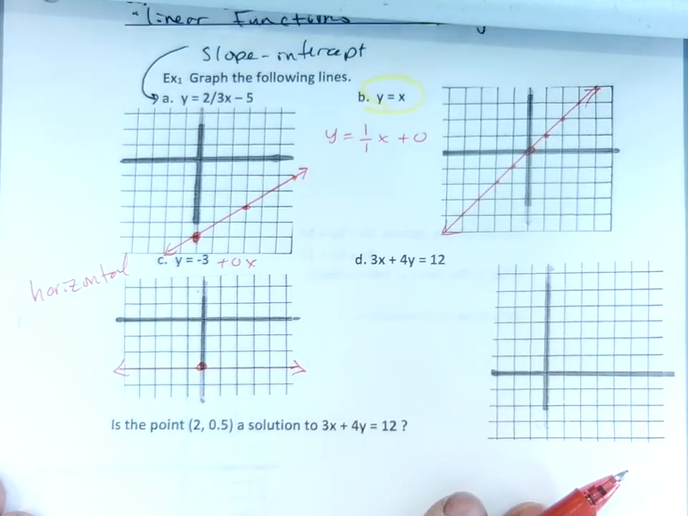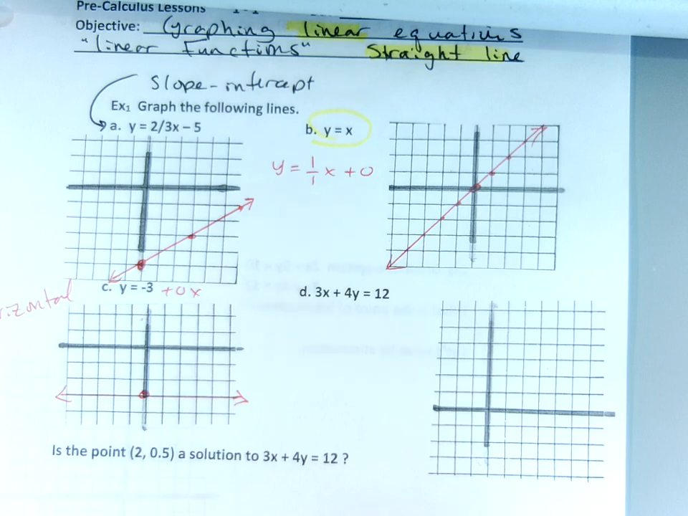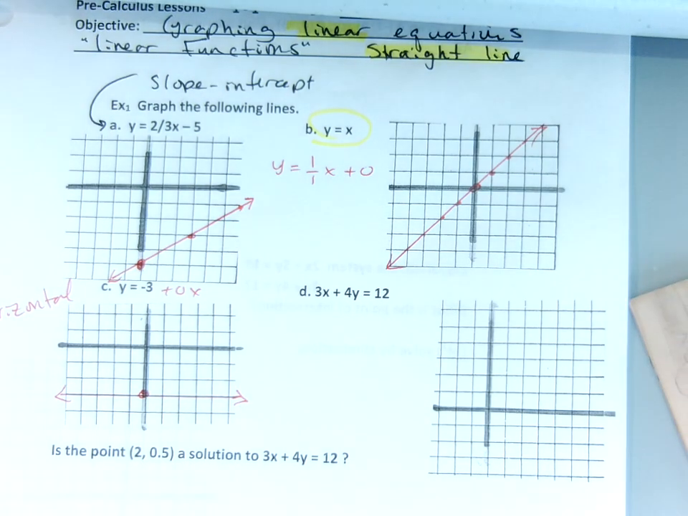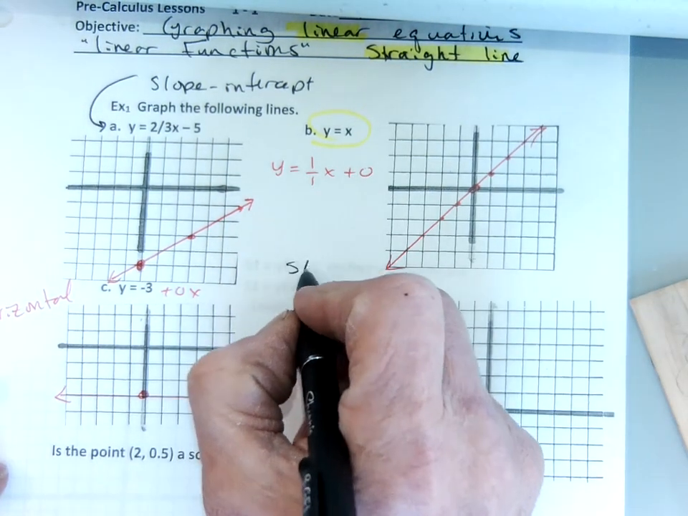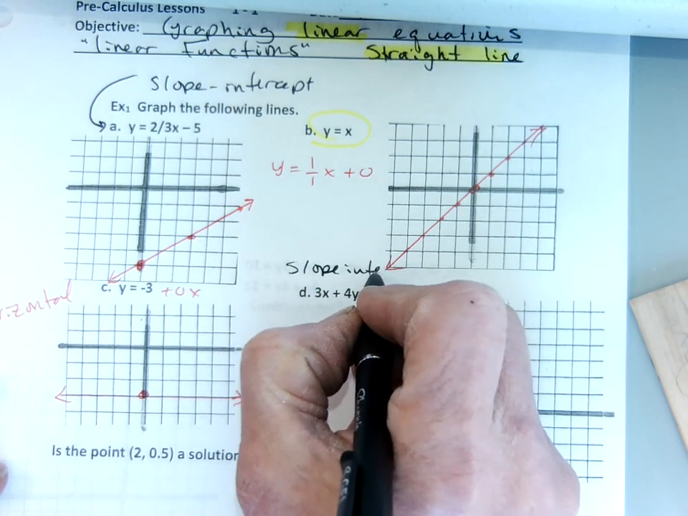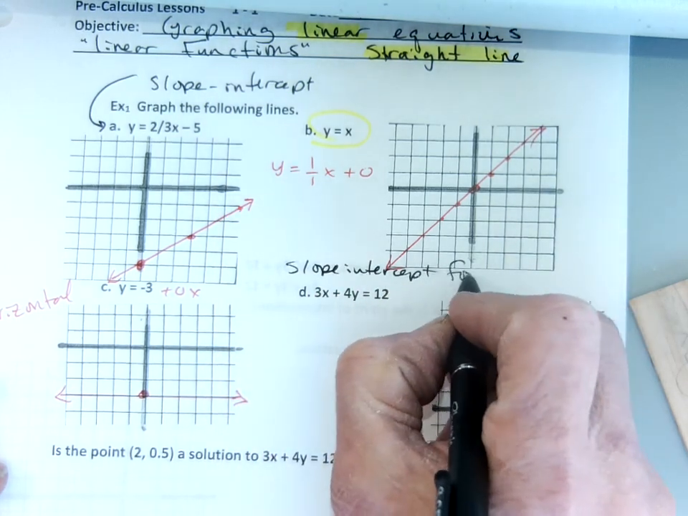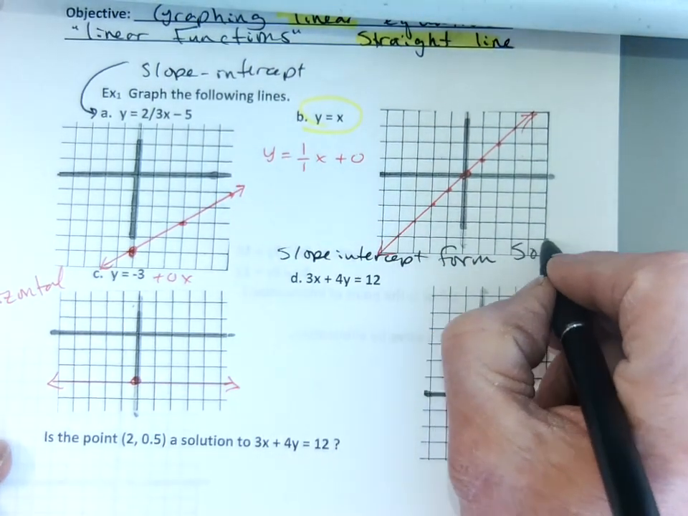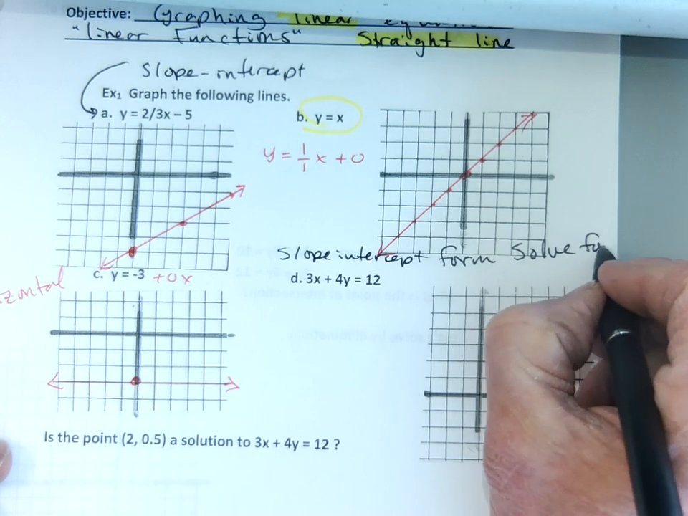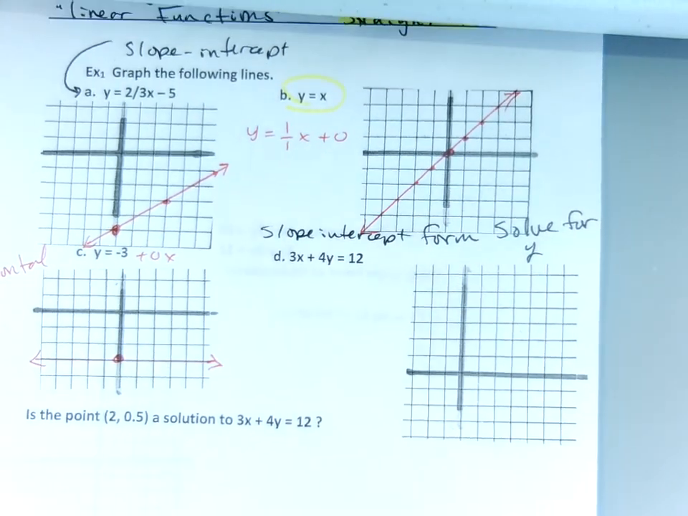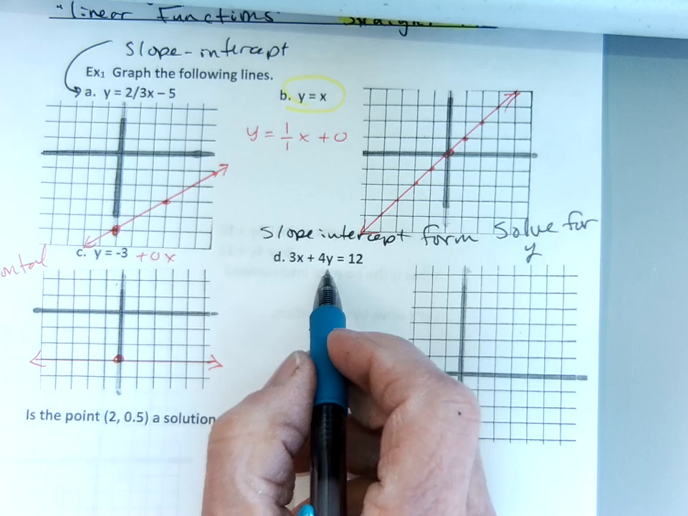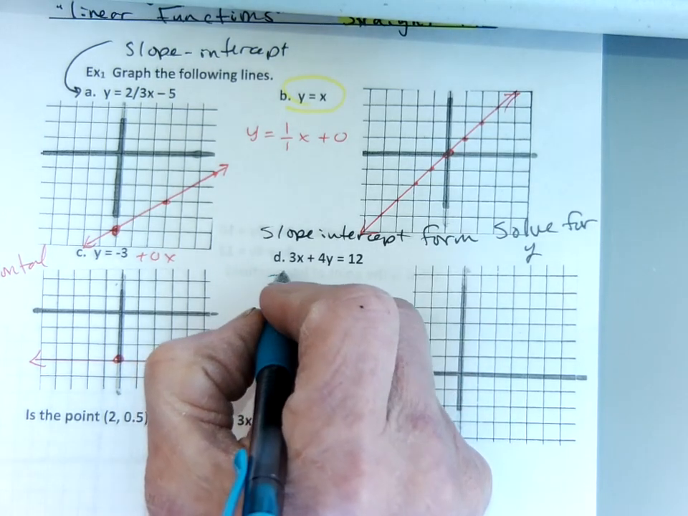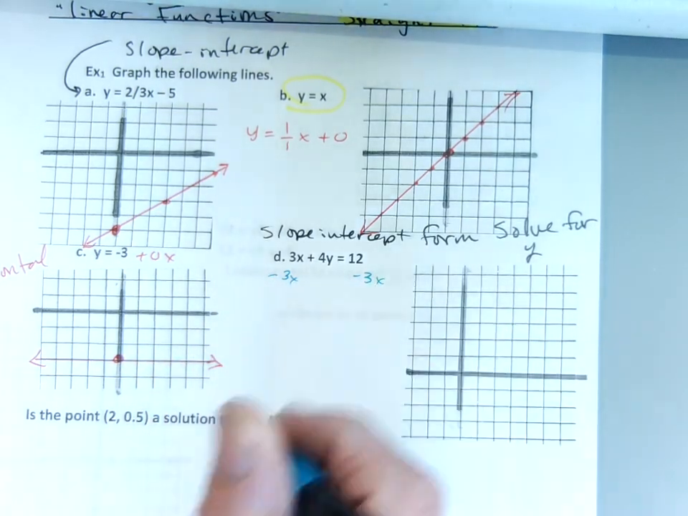Slope is 0. Okay, now to do D, what I should do is first get it into slope-intercept form. And to do that, we're going to solve for y, right? I don't know if it's been a while since you've done math, you may have forgotten how to do this, but I'll do it with you. So we need to get y by itself. So I'm going to go ahead and subtract 3x from both sides. Minus 3x, minus 3x.